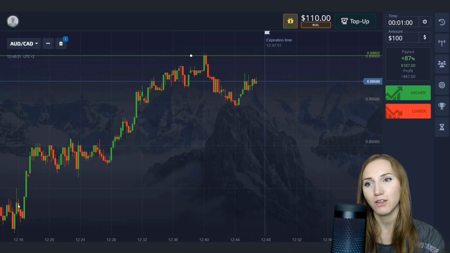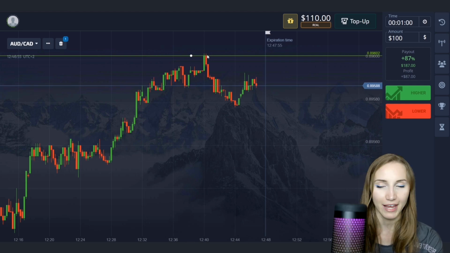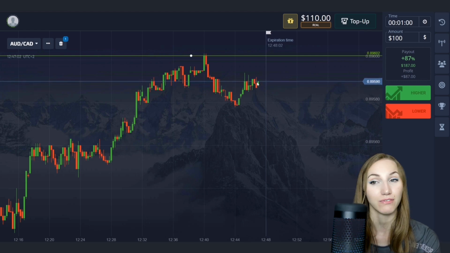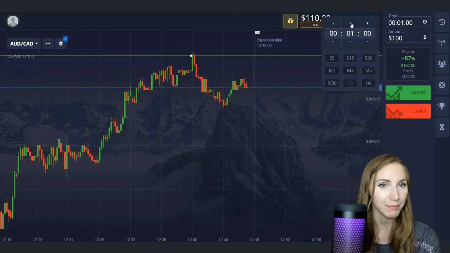So here we can see the very good uptrend. The price has been moving in one direction. So after touching the level, the price bounced down. Now the price reversed and got to the flat zone. So in this situation, let's open a trade up for 3 minutes.